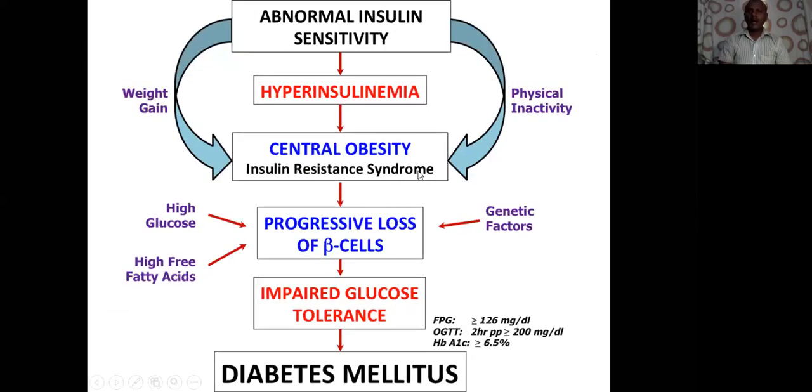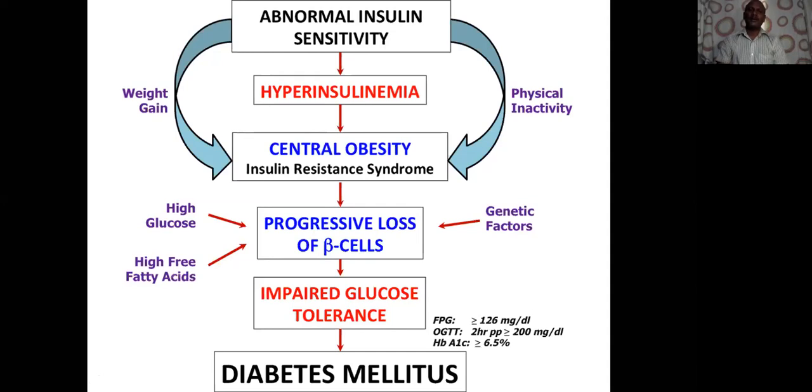Then how does diabetes mellitus progress? If you have abnormal insulin sensitivity, reduced sensitivity, it causes hyperinsulinemia. Because of that, there is central obesity, which means deposition of fat around your abdomen.